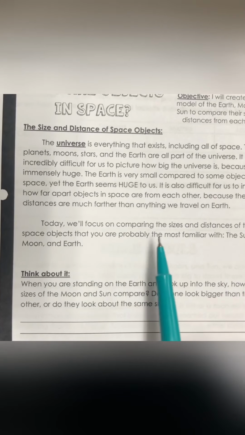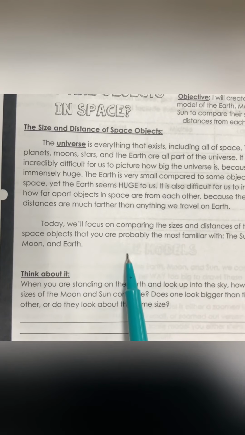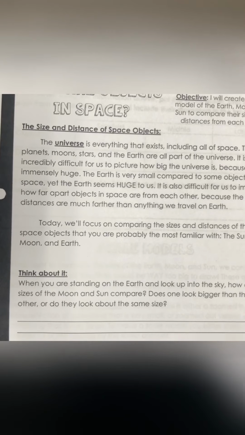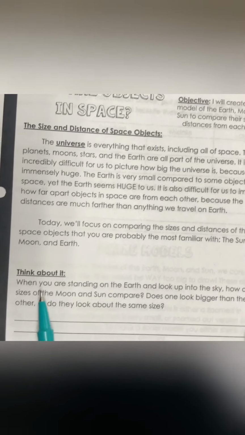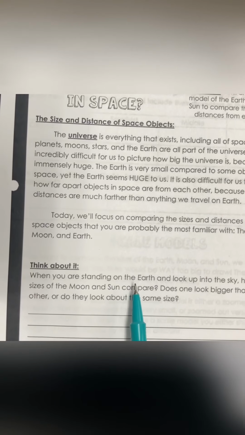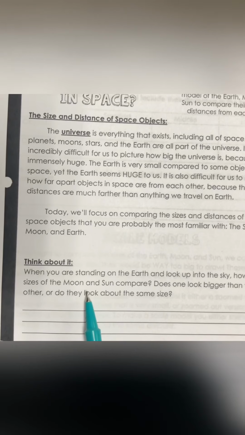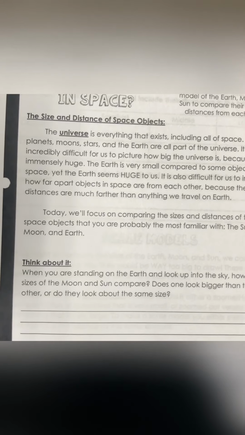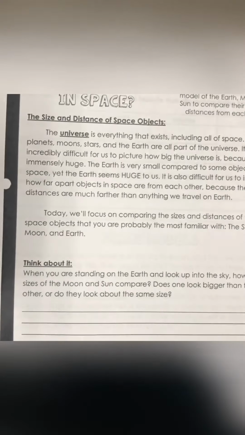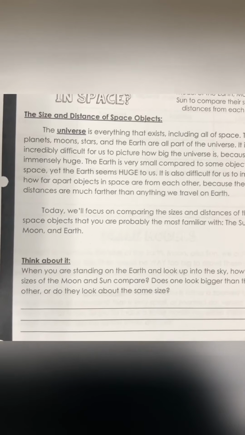Today, we'll focus on comparing the sizes and the distances of three space objects that you are probably the most familiar with: the Sun, Moon, and Earth. So now I want you to think about it. When you're standing on the Earth and look up into the sky, how do the size of the Moon and the Sun compare? Does one look bigger than the other, or do they look about the same size? So take a minute, pause the video, and answer that question.